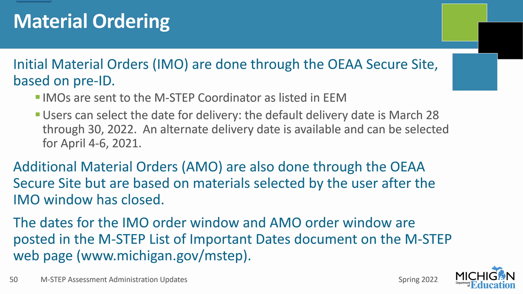Initial material orders were done through the OEAA Secure Site and are based on your pre-ID counts. Additional material orders will also be done in the OEAA Secure Site. This function is available once the IMOs have arrived in schools. Dates for material delivery are listed here and in the Important Dates documents. March 28th through the 30th is the default date range, and April 4th through the 6th are the alternate dates in case your school or district has a conflict for the default dates. Deliveries for the AMOs are based on ordered materials.